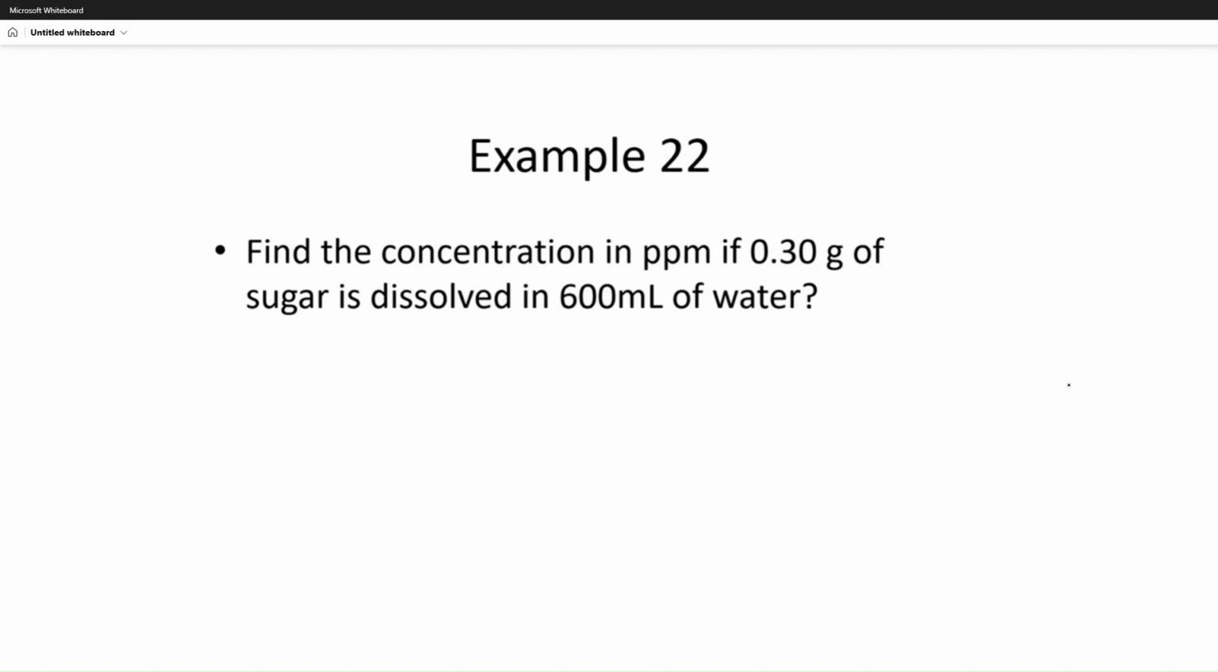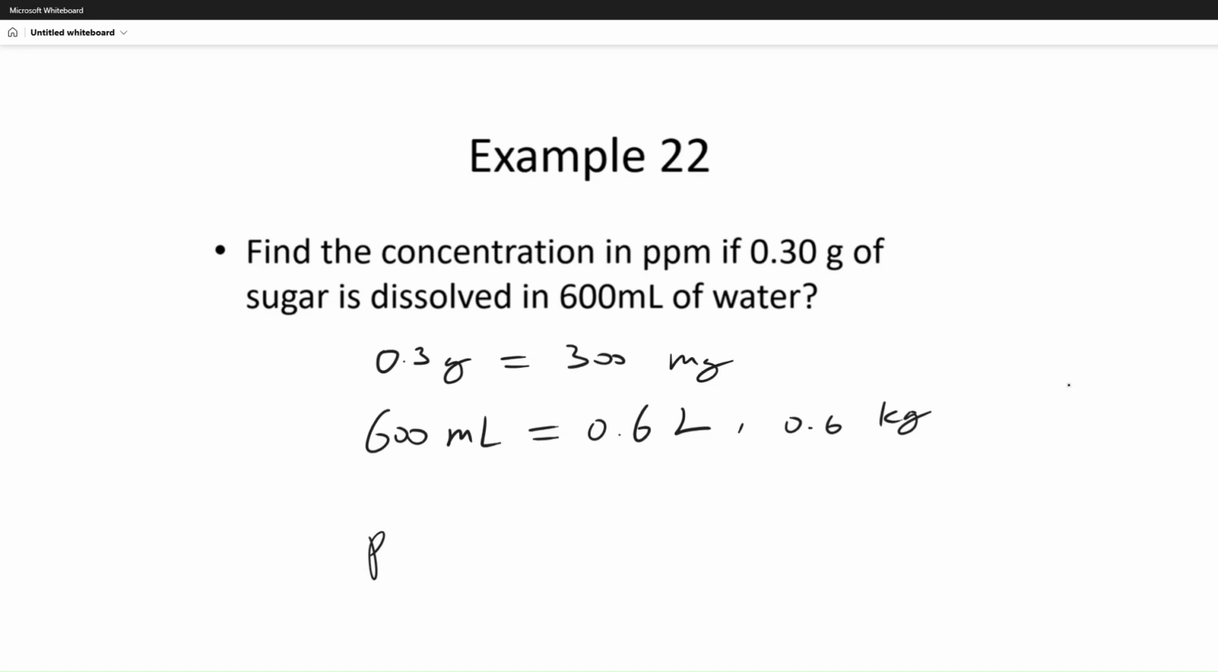So for this question, we need to find the solute is sugar, so 0.3 grams. How do we turn that into milligrams? We times 1,000. So 0.3 grams equals 300 milligrams. What about water? 600 milliliters. If you remember, 1 milliliter equals 1 milligram. So 600 milliliters of water is going to be 0.6. We can either call it liters or we can call it 0.6 kilograms.